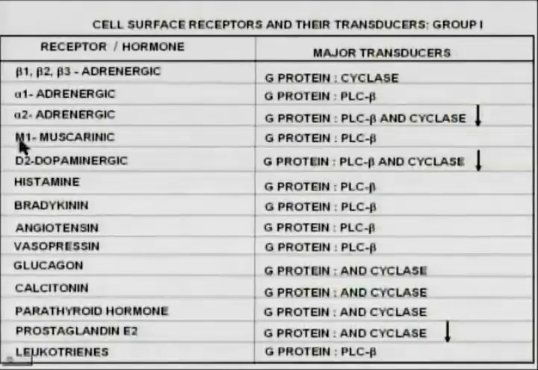Muscarinic, the M1 subtype of the muscarinic receptor, PLC beta. D2 dopaminergic, PLC beta, and G sub I for adenylate cyclase. Histamine, PLC beta, angiotensin, bradykinin, vasopressin, also acting on PLC beta. Glucagon on the cyclase, calcitonin on cyclase, parathyroid hormone on adenylate cyclase, and through the G sub I. Prostaglandin E2, this is G sub S, sorry about that. This is G sub I for inhibiting cyclase activity, and the leukotrienes acting on phospholipase C beta.